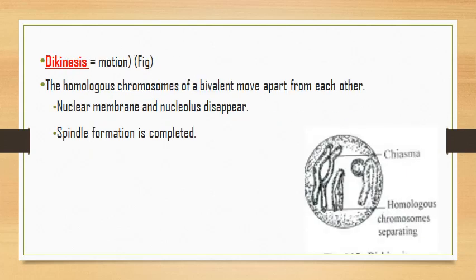Last one is diakinesis. It means motion. The homologous chromosomes of a bivalent move apart from each other. Nuclear membrane and nucleolus disappear. Spindle formation is completed.